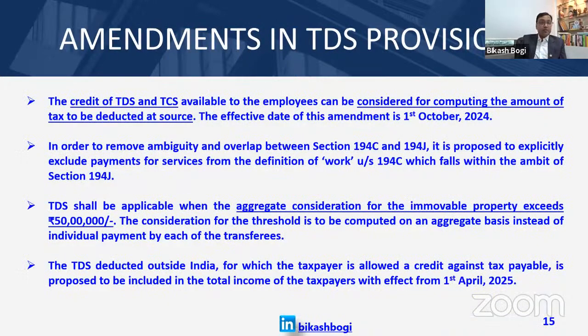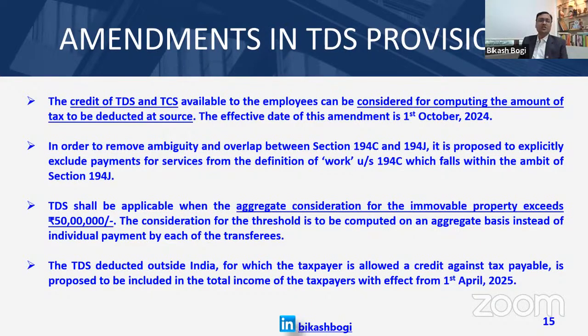There were certain other amendments in this budget which are related to TDS. Earlier, in the case of a few employees, if there was some TCS, the employees were not able to get the credit of TDS. Since the government has reduced the TCS received, now they have brought this amendment that in the case of TCS, employees will give a declaration to their company, and it will be treated as TDS while discharging their tax liability or deduction of tax liability.